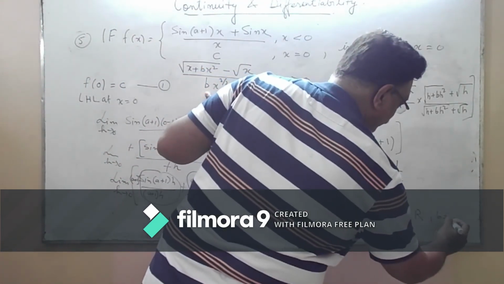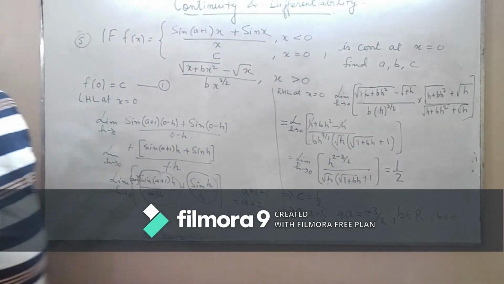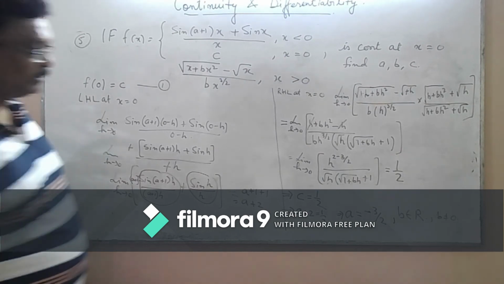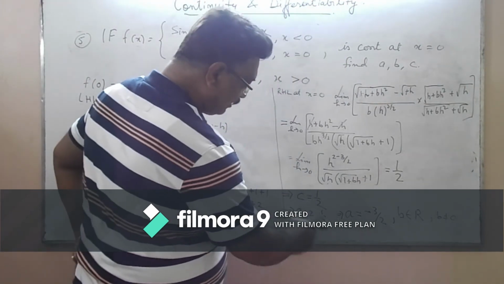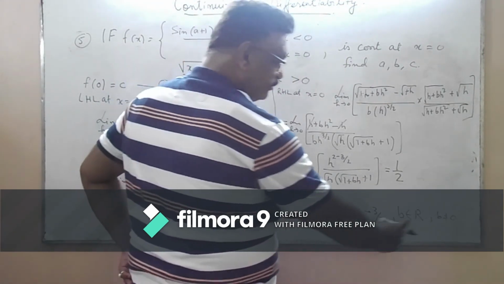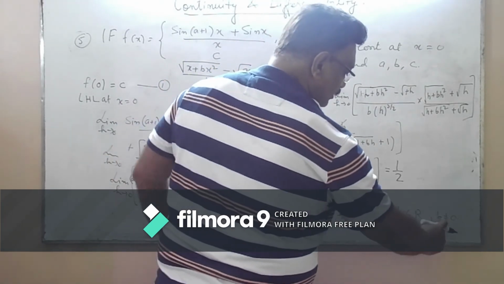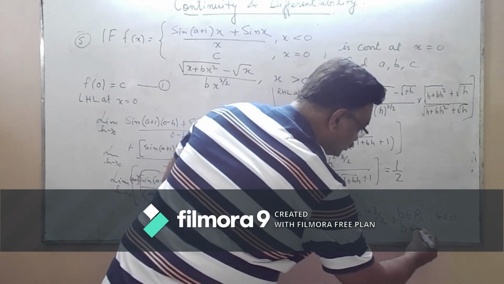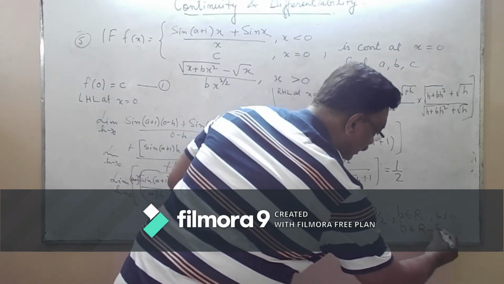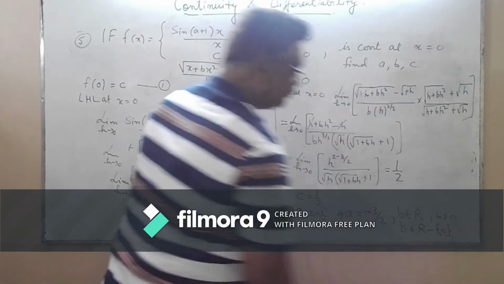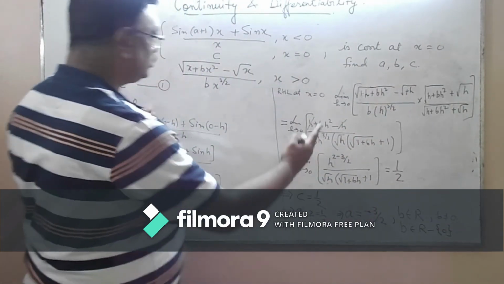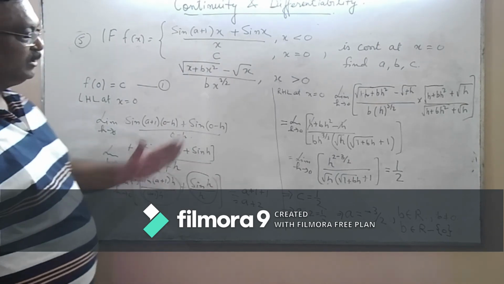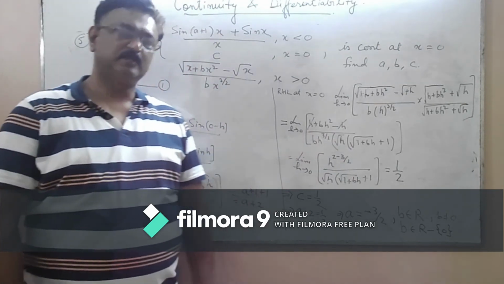b cannot be 0. So students, we have seen that c value is half. A value is minus 3 by 2 and b value is all real numbers and b is not equal to 0. We can also rewrite this as b belongs to R minus 0. This can also be written like this. So this is a long question, and this is the way you need to simplify the left hand limit, and this is the way you need to simplify the right hand limit.